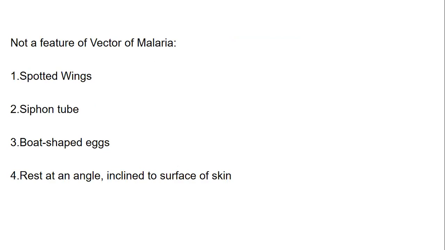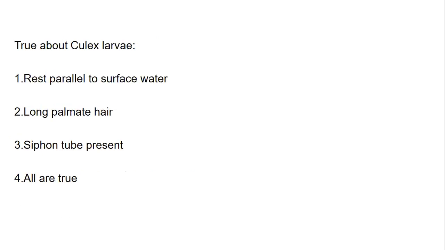Not a feature of the vector of malaria. Spotted wings will be present, boat-shaped decks with lateral floats, resting at an angle inclined to the surface of the skin. The siphon tube will be seen in Culex. So the answer here is Culex, siphon tube.